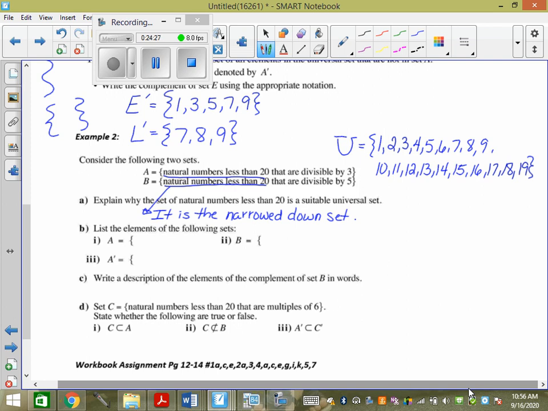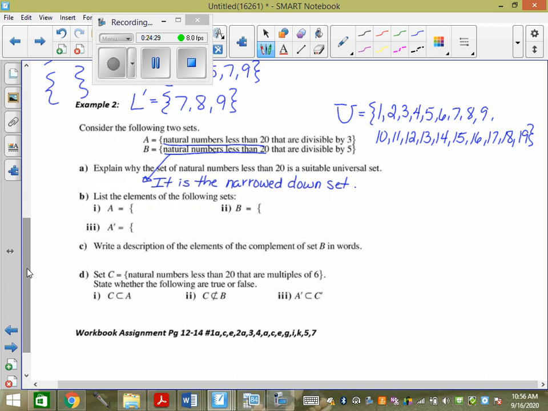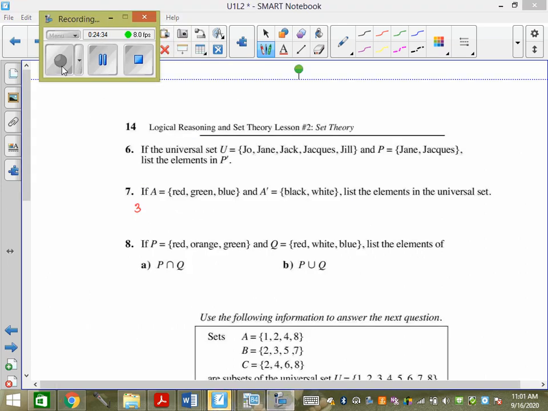So, I want you guys to do B, C, and D. Try them out. B, C, and D.